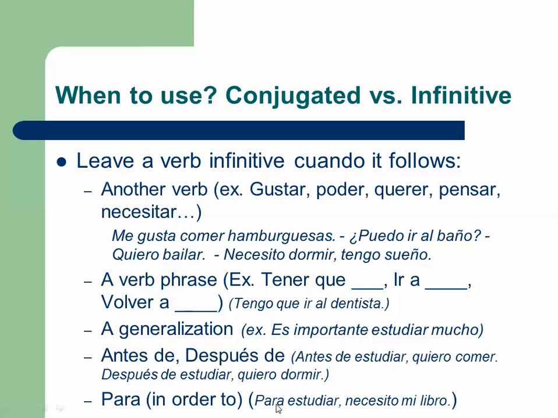So for example, in order to study, I need my book. When you use para, like in order to, and you follow it with a verb, in order to study, I need my book. You have to use to study, not I study, you study, we study. But in order to study, I need my book. Muy bien, I hope that helps with that.